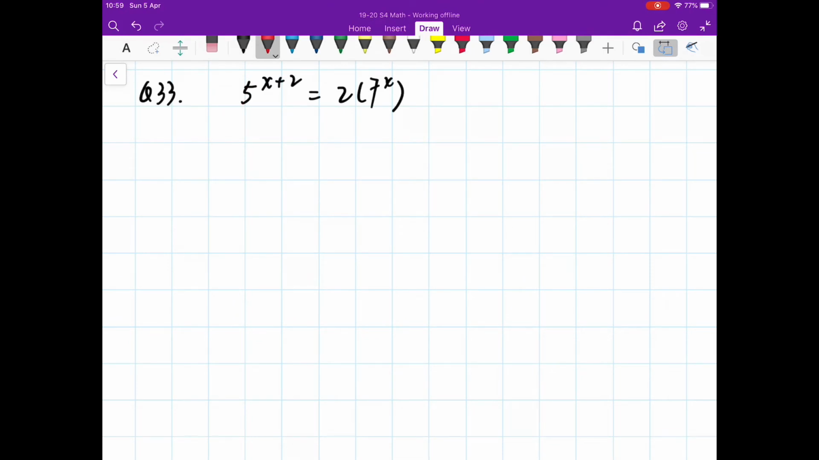So let's take a look at question 33. 5 to the power x plus 2 equals 2 times 7 to the power x. So as we can see, it is a type 2 question, as there are no logs on both sides. And in this kind of question, our technique is taking log on both sides. Okay, so that we have log 5 to the power x plus 2 equals log 2 times 7 to the power x.